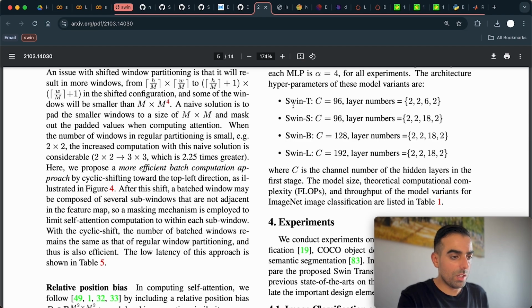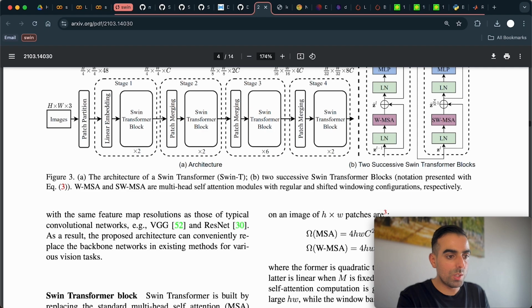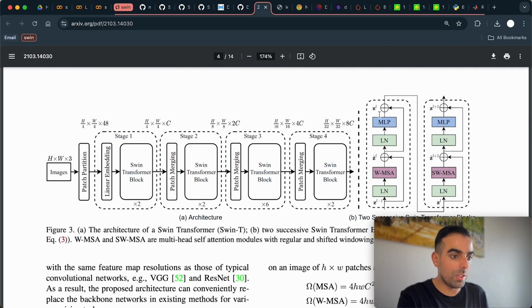Swin T stands for Swin Tiny, then there are Swin Small, Swin Big, and Swin Large. We're testing this architecture here, which has 4 layers. The first layer has 2 Swin blocks, the second layer has 2 Swin blocks, the third layer has 6 Swin blocks, and the final layer has 2 Swin blocks. We're going to discuss the Swin blocks later, but generally it is this architecture here which comes inside each one of the layers.